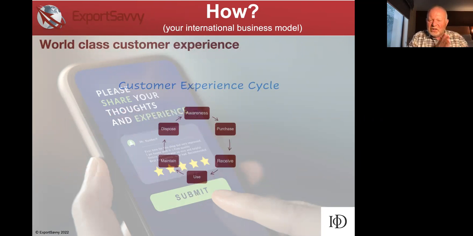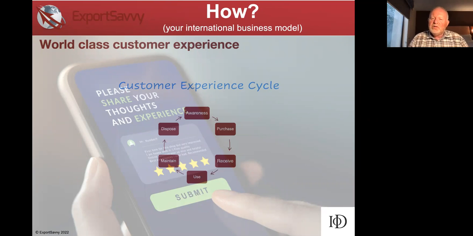And I hope you can see this slide. It's a little bit small, but this is the customer experience cycle. And the fact is that as a modern business, you should be making this part of your offer, and you should be delivering service, and you should be delivering value at every touch point.